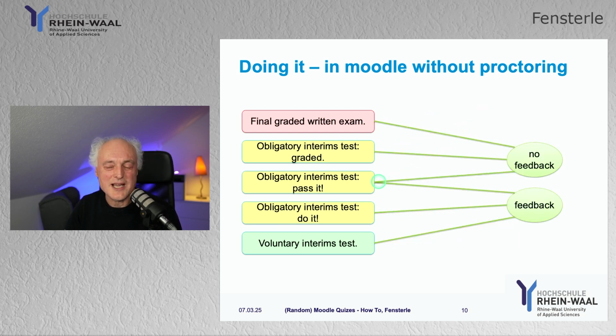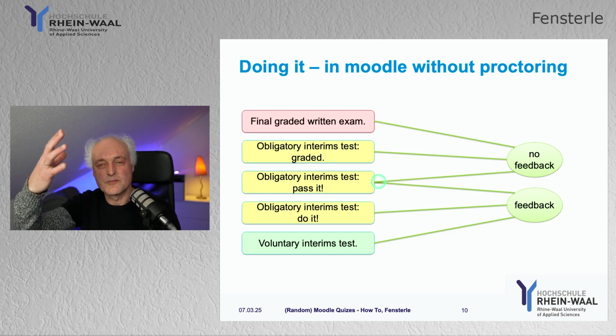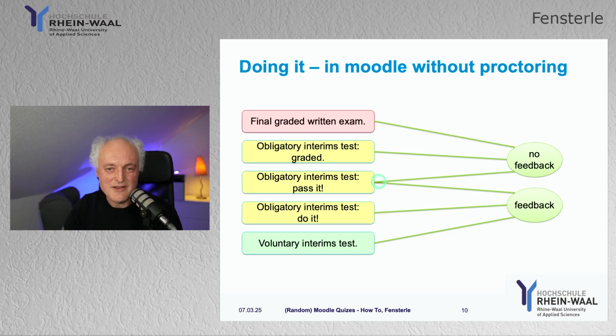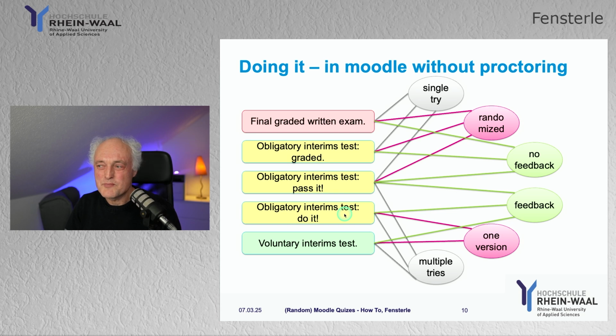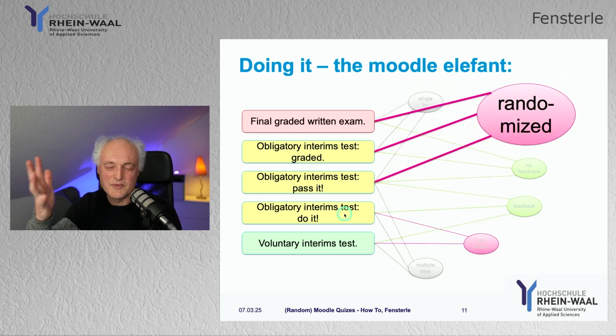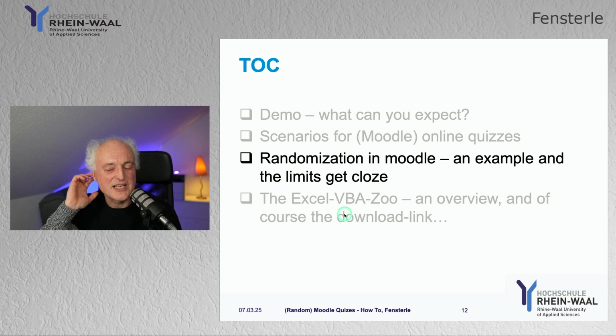And with respect to the feedback, you remember that in Moodle quizzes, you can also give feedback on different levels. Of course, feedback makes sense for all these obligatory interims tests, down to voluntary interims tests. For a final graded written exam, usually you don't give feedback. Usually you can do it, but usually this is not the case. There will be an exam review, because hopefully you don't have just questions which can be automatically corrected in a Moodle exam. Now, if we bring all that together, I would say the elephant in the room is this randomization, and that's what it is all about. So how can we go for this randomization in Moodle?